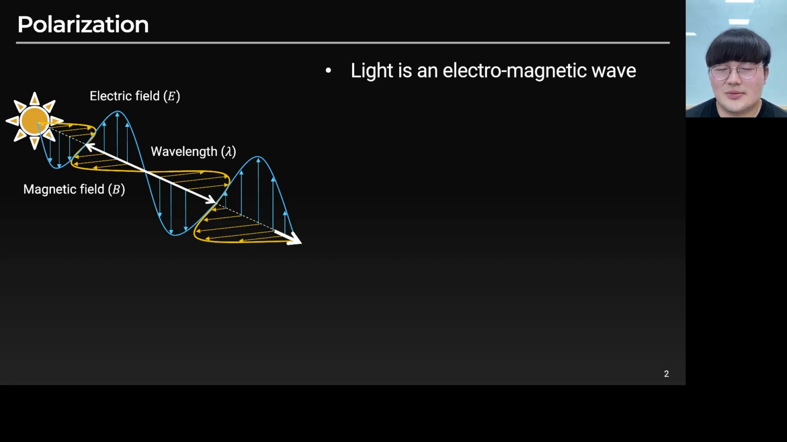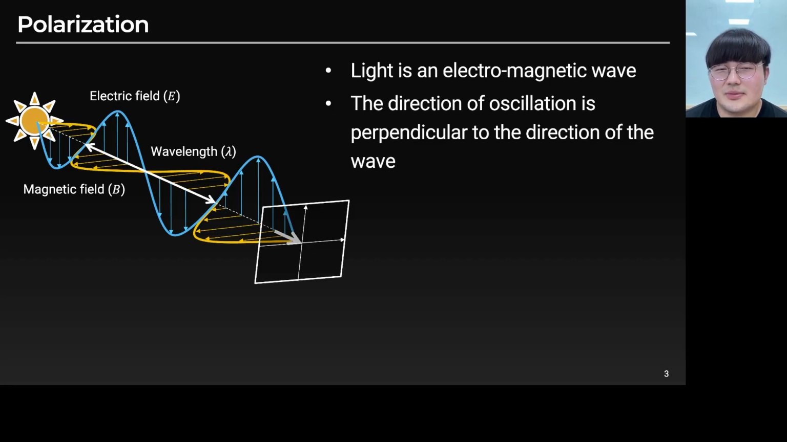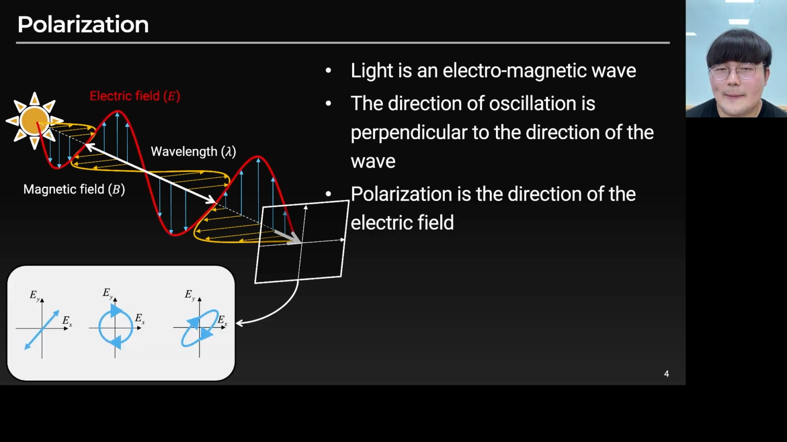Light is an electromagnetic wave. The direction of oscillation is perpendicular to the direction of the wave. Polarization is the direction of the electric field.